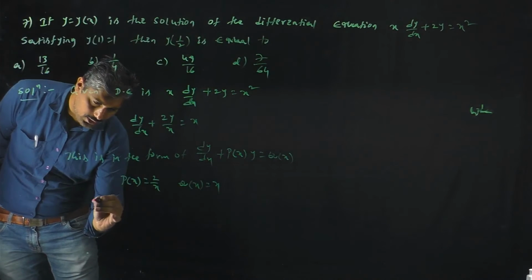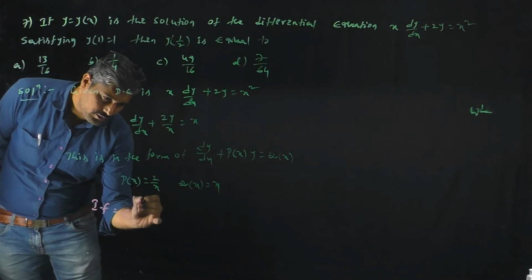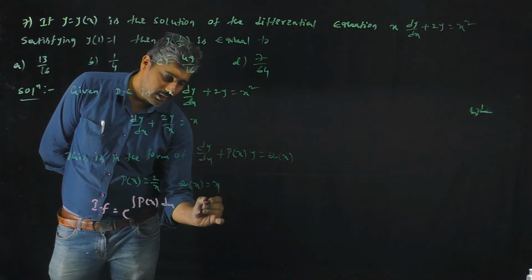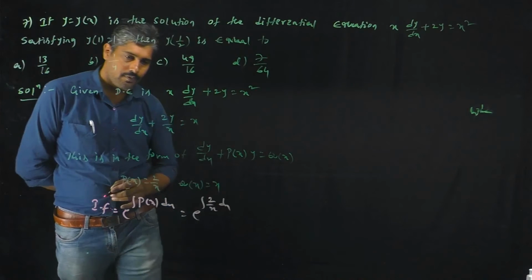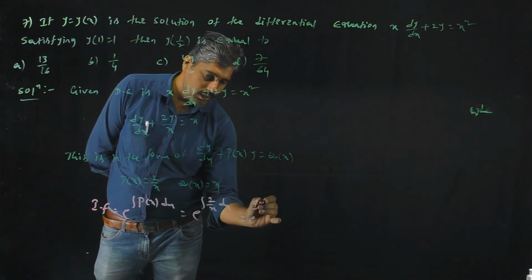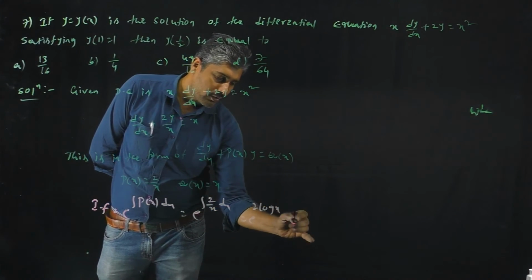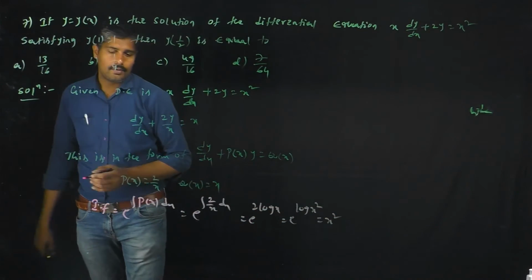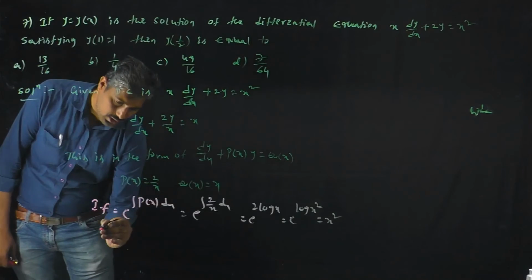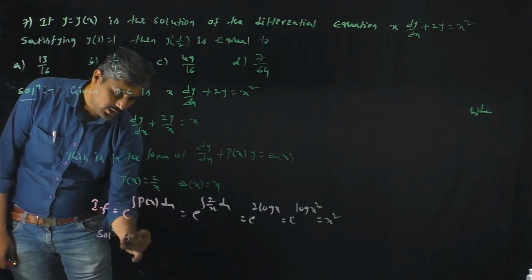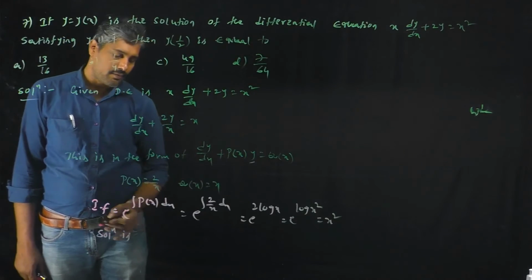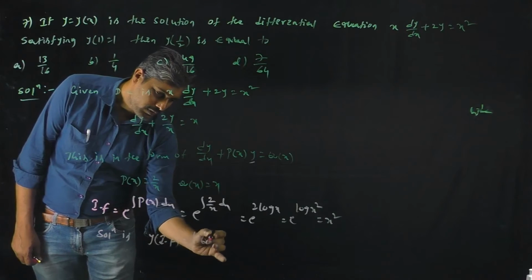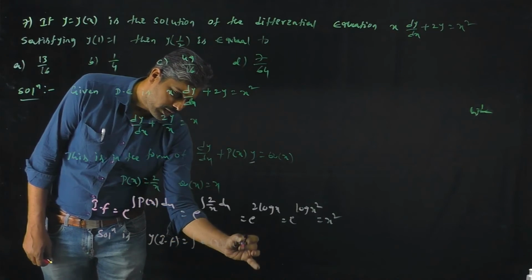First find out the integrating factor, that equals e power integral p of x dx, that equals e power integral 2 by x dx, that equals e power 2 log x, that equals e power log x square, that equals x square. Right, this is the IF value. Then the solution is, this is the linear differential equation in y, so y into integrating factor equals integral q of x into integrating factor dx.